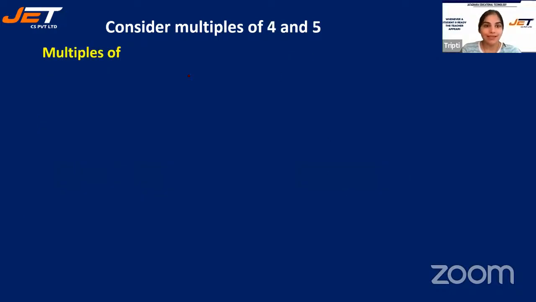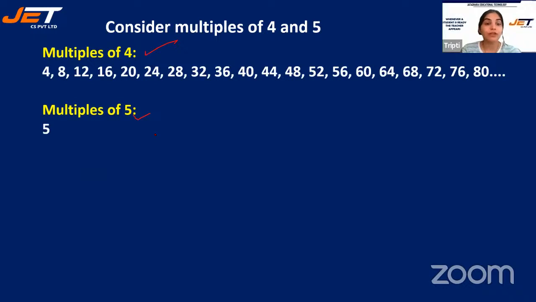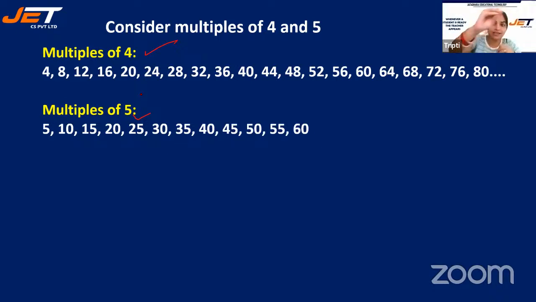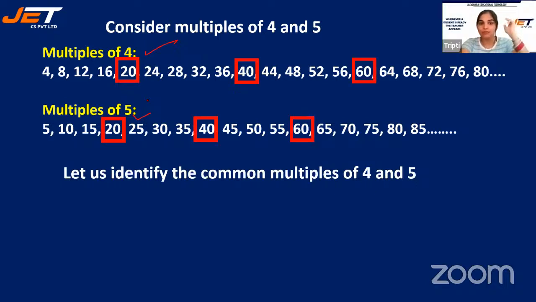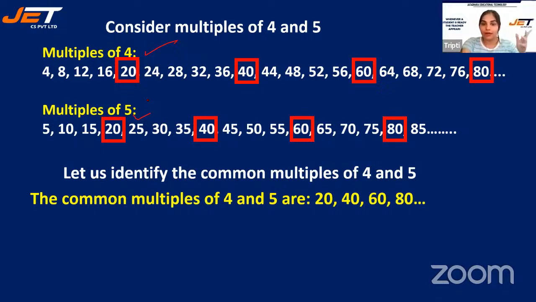Now, if I talk about another example, which is the multiples of 4 and 5, you have to find the common multiples of 4 and 5. The multiples of 4 are 4, 8, 12, 16, 20, 24, then we have 28, 32, 36, 40, and this will go on and on. No end of multiples. We have an end of factors, but we do not have an end to multiples. Multiples of 5 are 5, 10, 15, 20, 25, 30, 35, 40, and so on. If I talk about the common multiples of 4 and 5, I'll get 20, 40, 60, 80, and so on. So the common multiples of 4 and 5 are these.